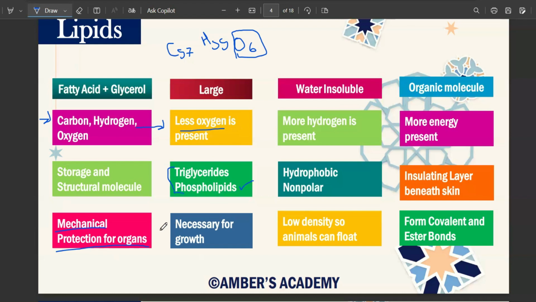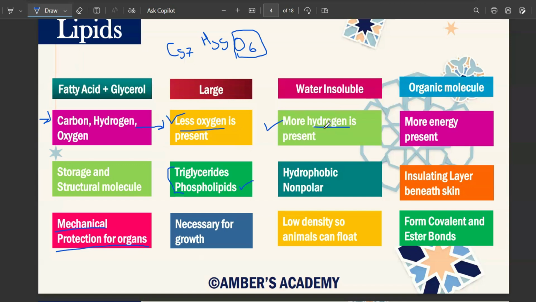Okay? And why do we need lipids? They're necessary for growth. And by nature, they're water insoluble. They always make up a layer in the form of an emulsion. And more hydrogen is present and less oxygen is present. So try to remember these points. These are very important points, and they should be a part of your script as well.